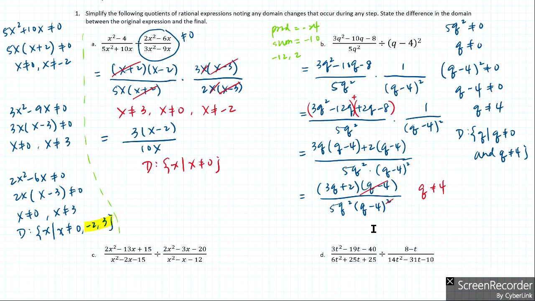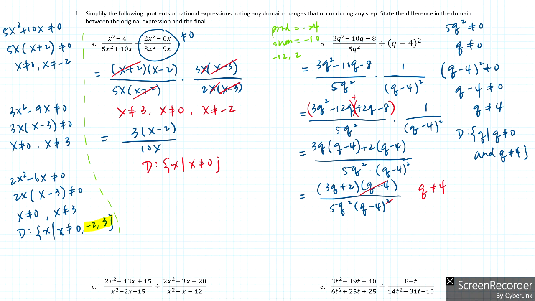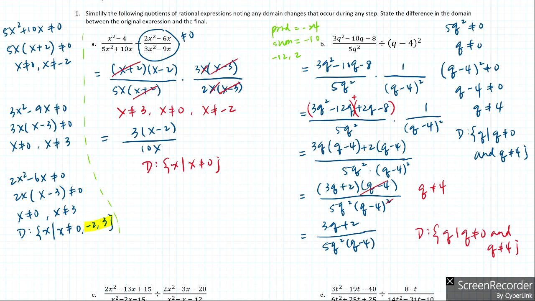There's not much other cancellation we can do anymore. So we would get 3q plus 2 all over 5q squared times q minus 4. So if we look at the final domain, we will still have the same domain restriction, q such that q doesn't equal 0 and q doesn't equal 4, because we still have a factor of q and a factor of q minus 4. And we can say the domain remained the same.